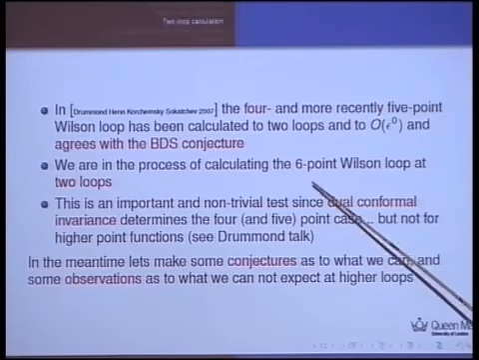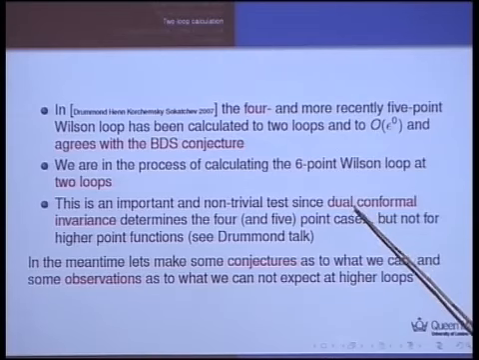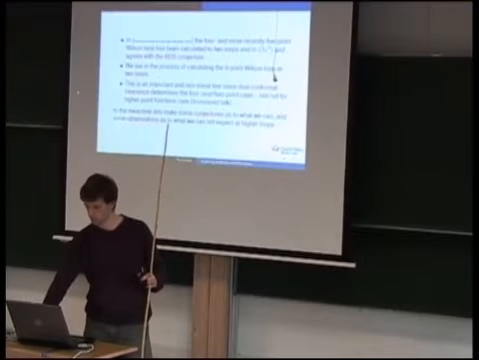So we're in the process of calculating the 6-point Wilson loop at 2 loops. And as we've seen, this isn't just a game of going to higher loops, because the 6-point case is going to be a crucial test from the point of view of conformal symmetry. But in the meantime, given that we don't have the results at higher loops yet, let's try and make some conjectures and some observations about what we can and cannot expect for higher loops.